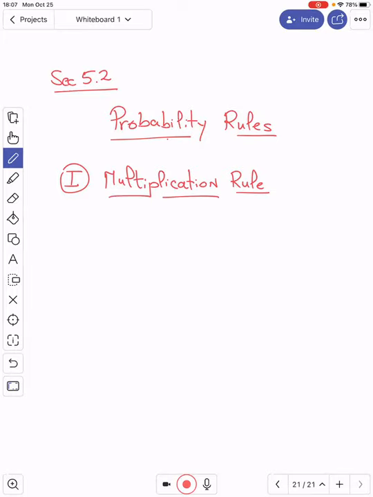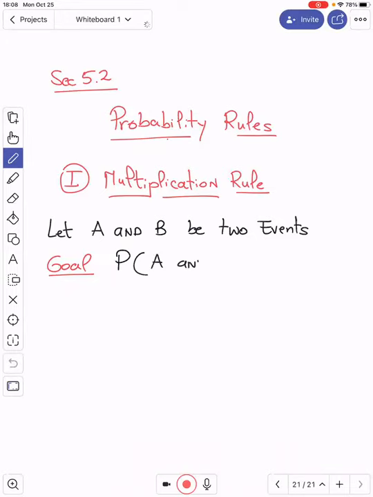So when I say multiplication rule, let's say you have two events, A and B. Let A and B be two events. So the goal here is to compute the probability of A and B, that is, the probability that the events A and B both occur, okay? So we're going to try to compute the probability of A and B, right?